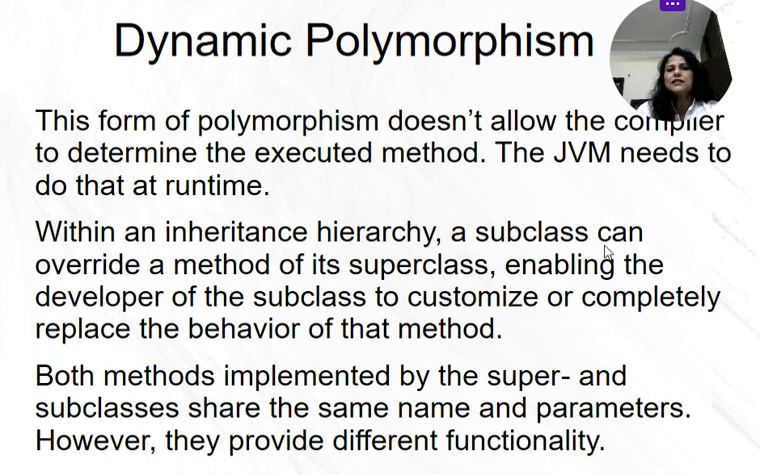Within an inheritance hierarchy, a subclass can override a method of its superclass, enabling the developer of the subclass to customize or completely replace the behavior of that method. Both methods, implemented by the superclass and subclass, share the same name and parameters but provide different functionality.